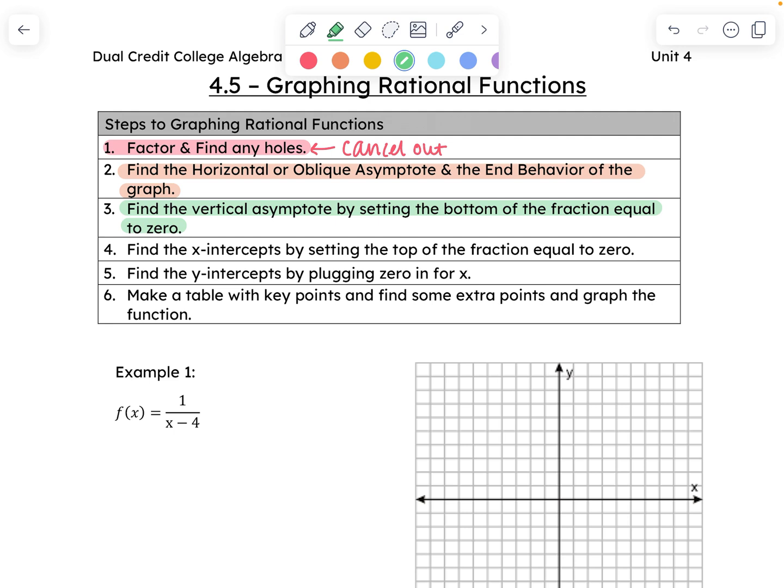After I find my asymptotes, I need some actual points to put on my graph, so I usually start with my intercepts. You can find the x-intercept by setting the top of the fraction, the numerator, equal to 0, and you can find the y-intercept by plugging 0 in for x. And then if you need more points to help you graph, you can make a table and get some key points that will help you see what your graph is going to look like. So we're going to walk through 4 examples and we're going to just graph them following these steps.